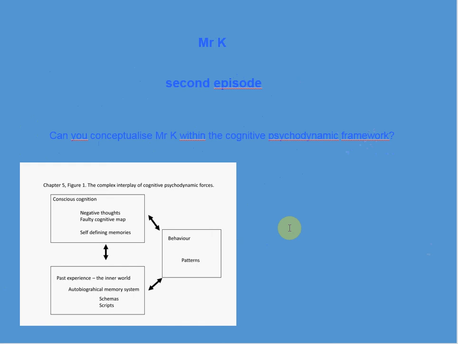What sort of autobiographical memories might he have? What kinds of schemas and scripts might he have built up? And how is all this affecting his behaviour, the patterns by which he chooses to go about living his life? In thinking about that, and seeing if you can use this figure to conceptualize Monsieur K from the CPT framework, that brings us to the end of part 3.